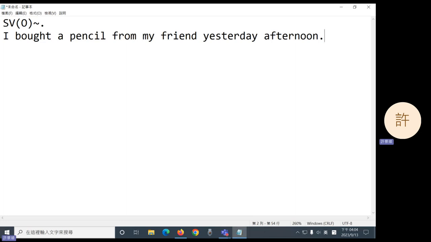Okay, for example, I bought a pencil from my friend yesterday afternoon. The subject, I. The verb, the main verb, bought. And it needs an object. You need to say what you bought. So, a pencil. But everything else belongs at the end, right?